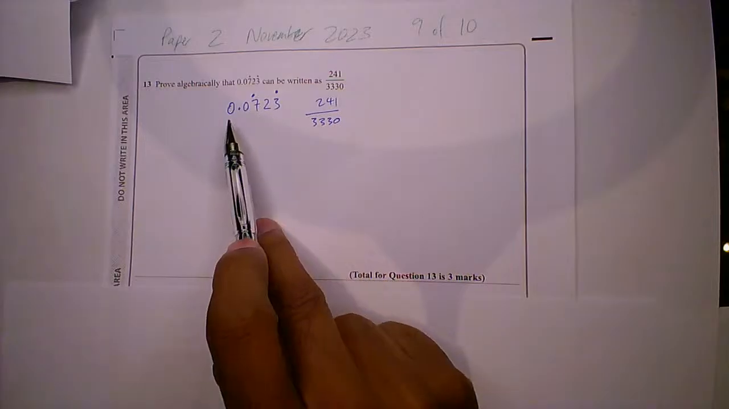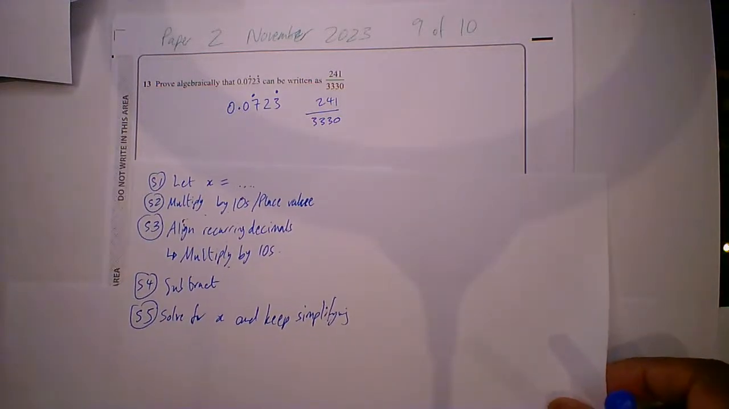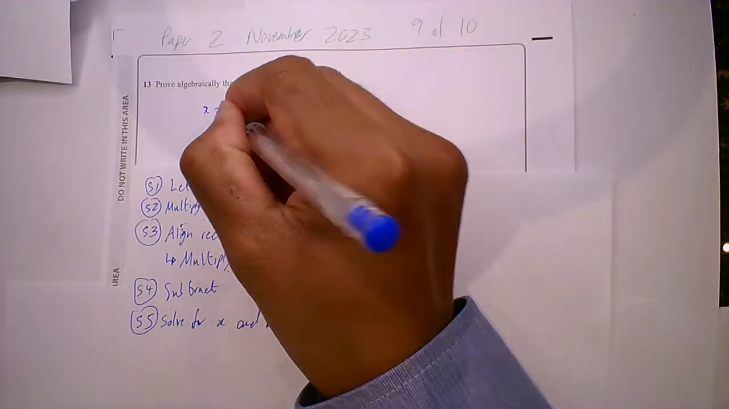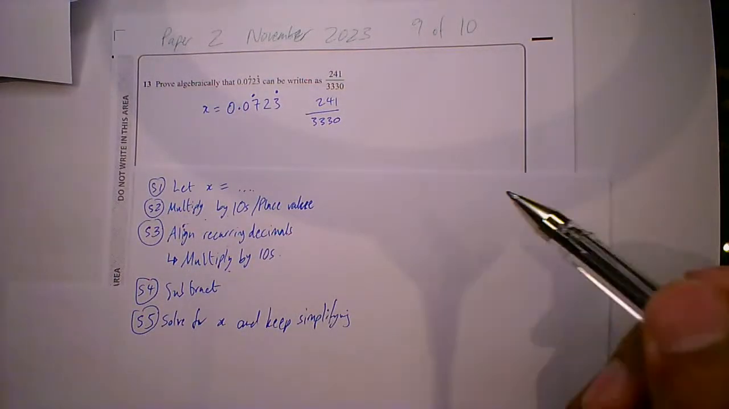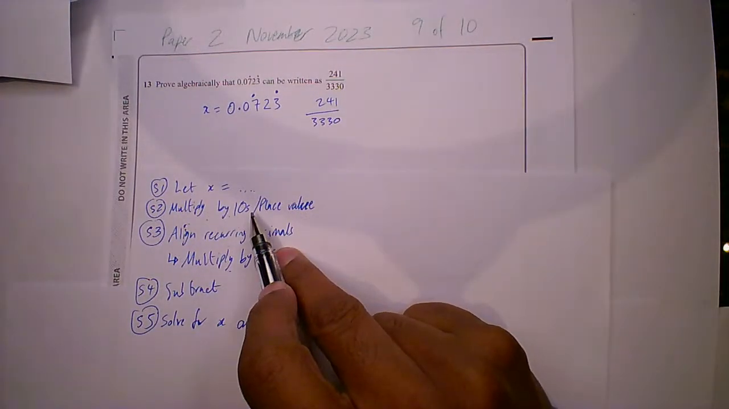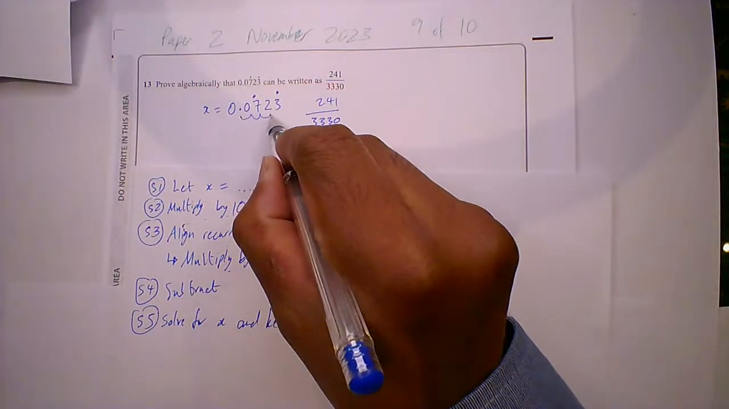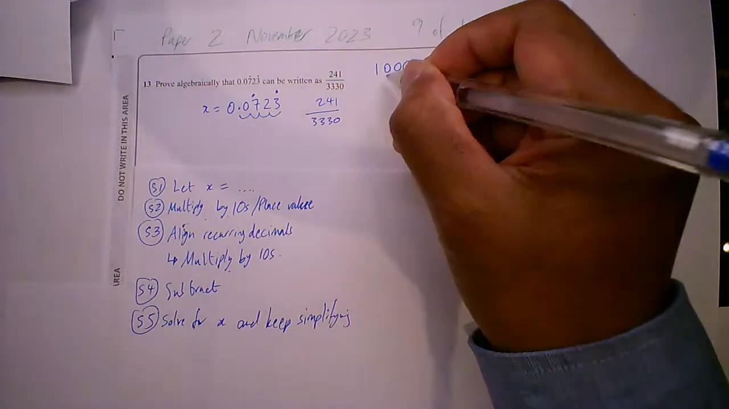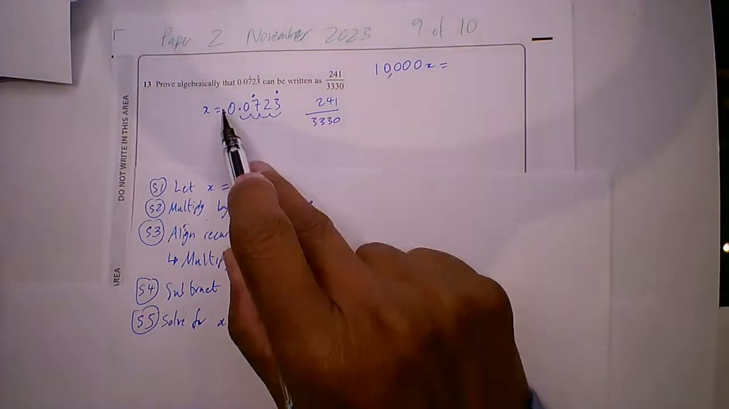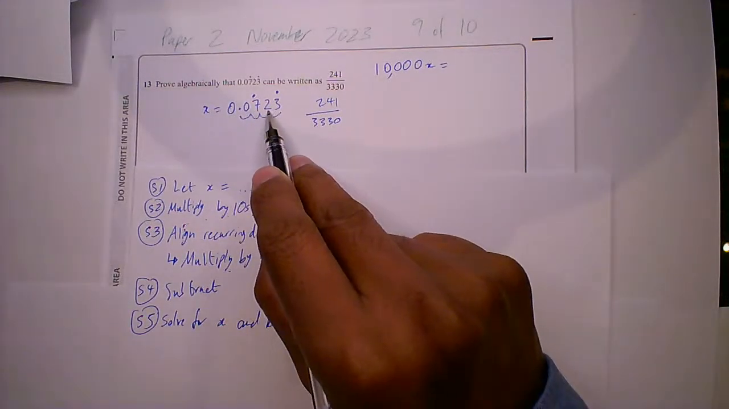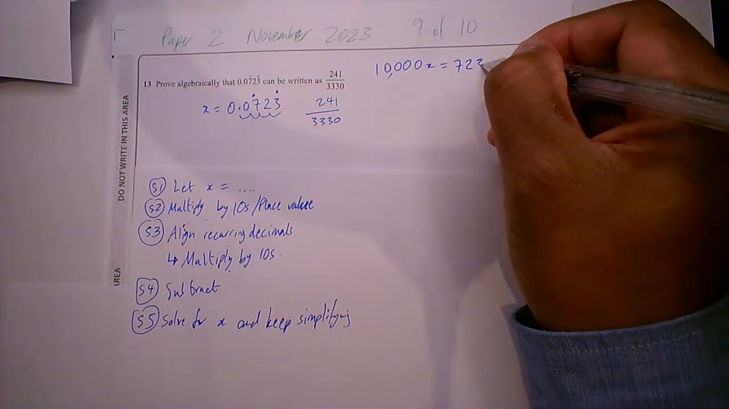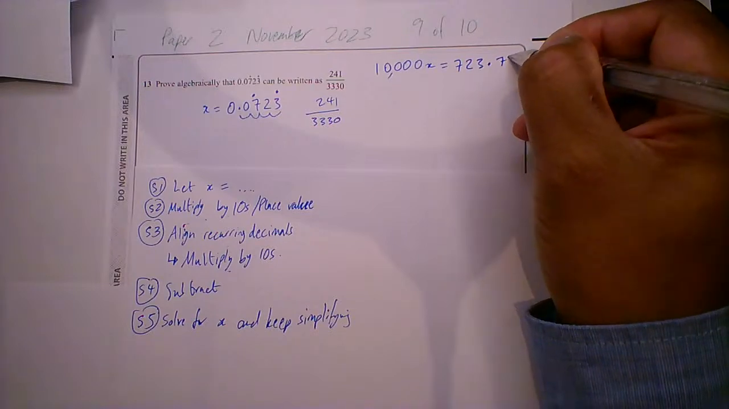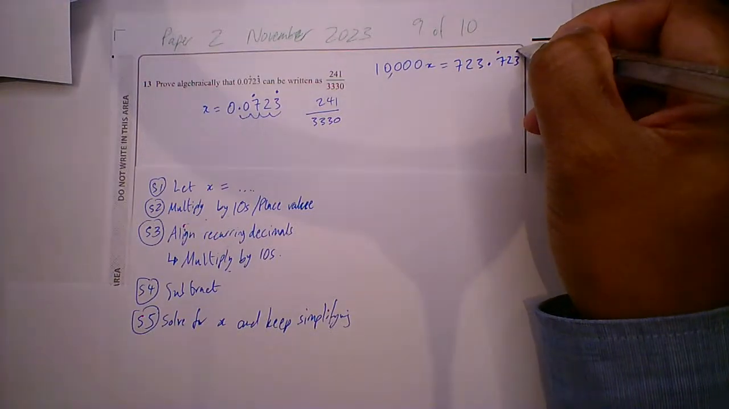This is slightly different from what we have had before. But guess what? Our steps are the same, so the process is the same. So we're going to call this x equals 0.0723 recurring, and now I'm going to do step 2, multiply by the tens. My place value: 1, 2, 3, 4 zeros. So that's 10,000x equals all of that. So I can ignore the zeros. It's 723.723, because that's what's being repeated.